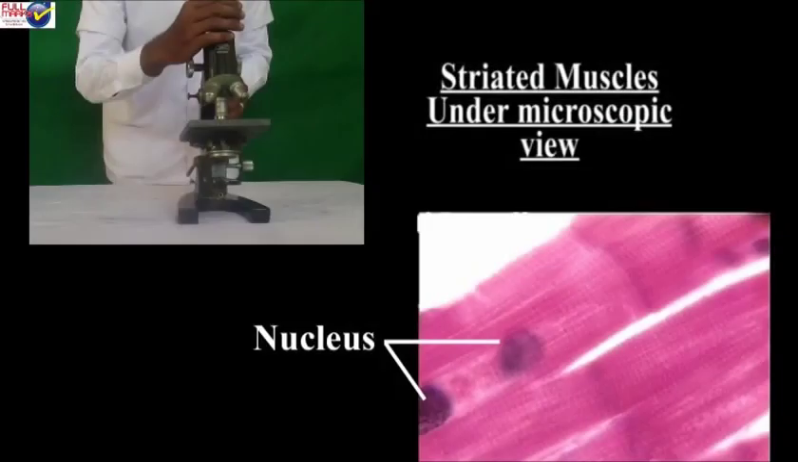Number 2. Animal tissue. Striated muscles. These muscles show long cylindrical fibers. The cells are multinucleated. The muscles show alternate dark and light bands. The cells are surrounded and held by connective tissue.